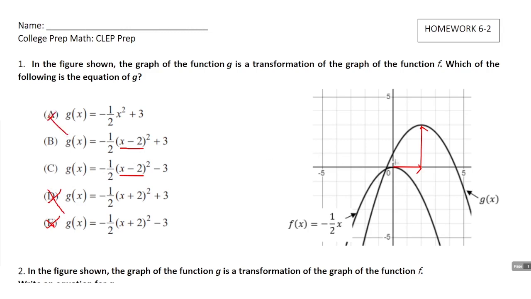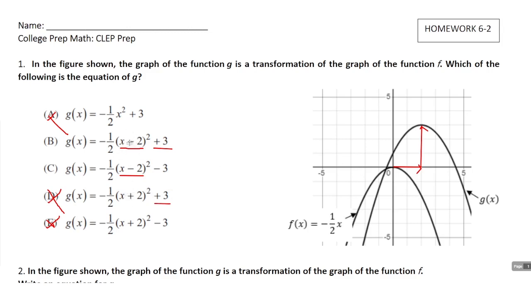And then it's also being translated 3 units up. And so right here, we see that in choice B. When you have plus or minus a constant on the end of your function, that's going to cause a vertical shift either up or down. So we also see that vertical shift in D, but that has the wrong horizontal shift.